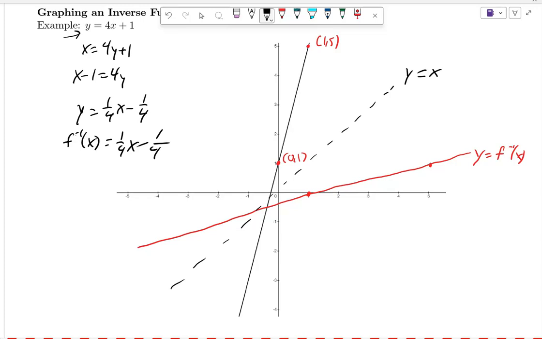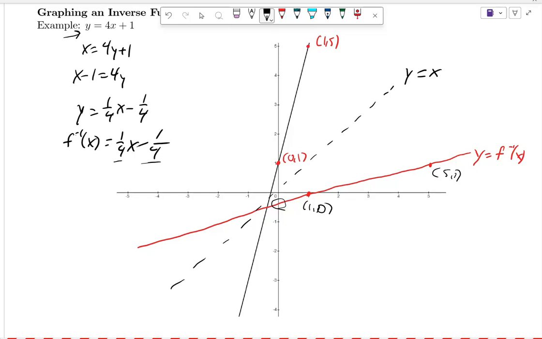So this would be a line with a slope of what? 1/4 and a y-intercept of negative 1/4. Good, right? Does this look like it has a slope of 1/4? If you go from this point here, which was 1, 0, to this point here, which is 5, 1, we go right 4 and up 1. That's a slope of 1/4, isn't it? Does it look like we crossed the y-axis at negative 1/4?